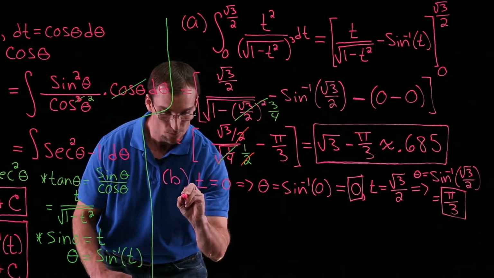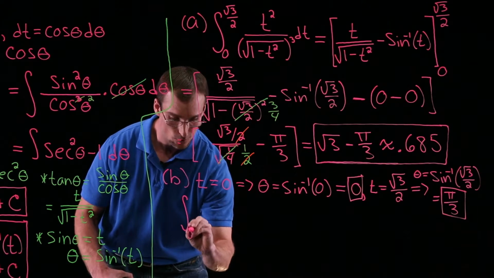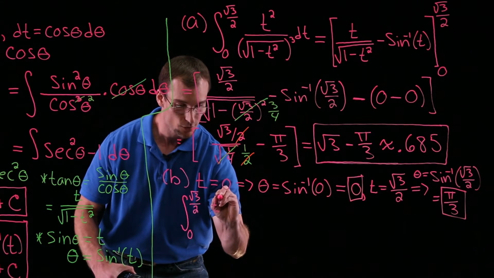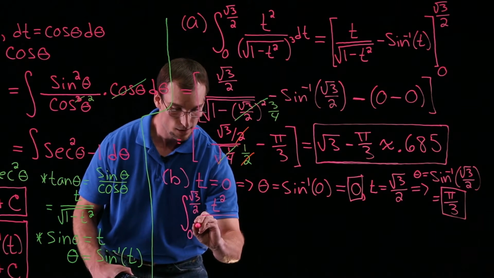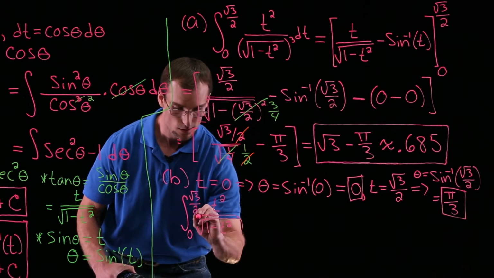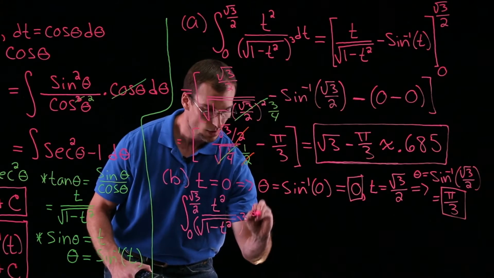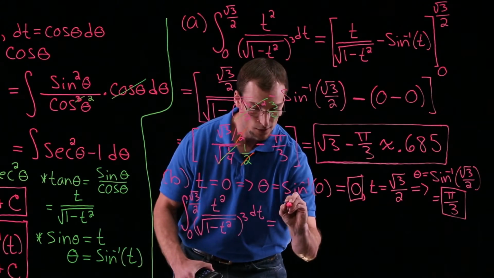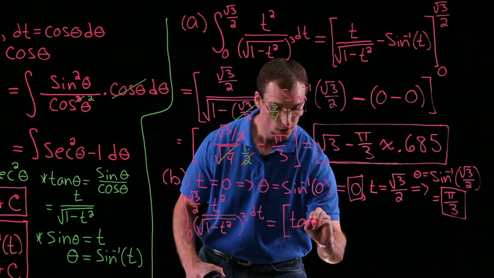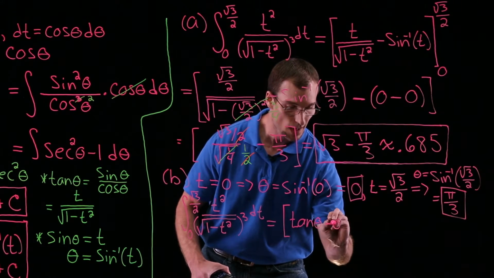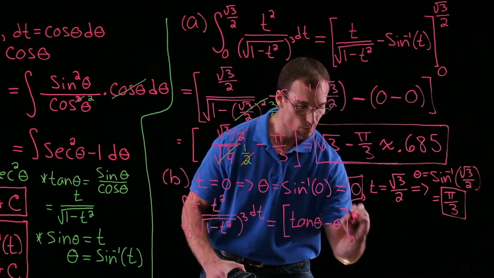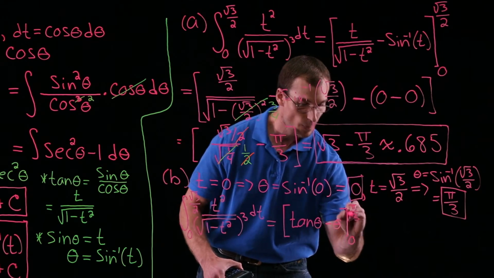So once again, this definite integral from 0 to root 3 over 2 of our original function t squared divided by the square root of 1 minus t squared cubed dt is equal to evaluating the antiderivative as a function of theta, right, tangent theta minus theta. Again, we can drop the integration constant, and evaluating this from the lower limit 0 to the upper limit pi over 3.